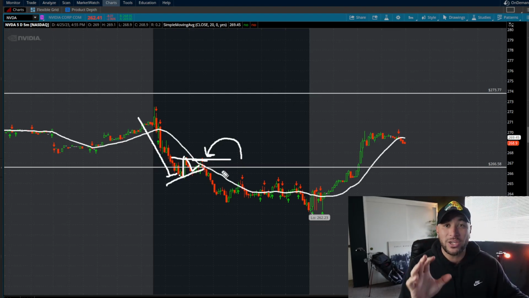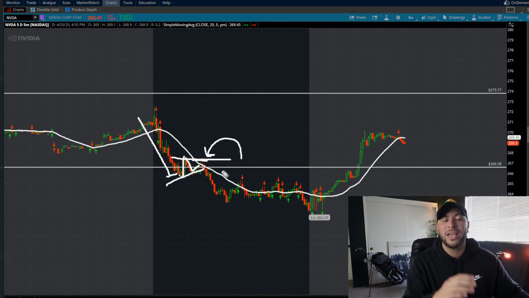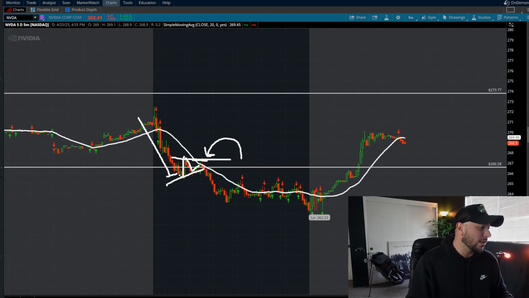This is why I use the 20-period moving average. It's a 20 SMA. I use it in conjunction with my supply and demand. It works wonders. It'll save you and save your emotions from getting stopped out. It'll save you from panic selling. It'll save you from panic buying, depending on whether you're going long or short.